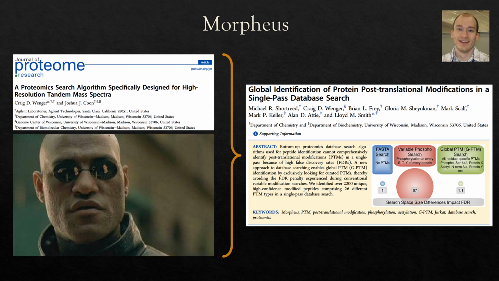To begin this work, we approached our friends from across the campus, student Craig Winger and Professor Josh Kuhn. While I could program a little bit, I really didn't have the ability to create my own search engine. And Craig had already done that, having already published a paper on a software program he called Morpheus.